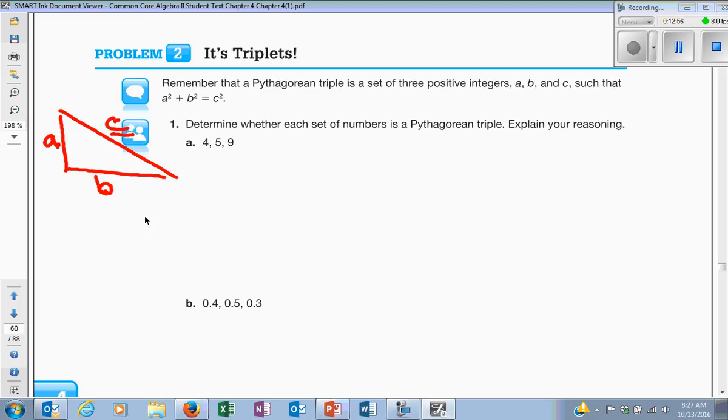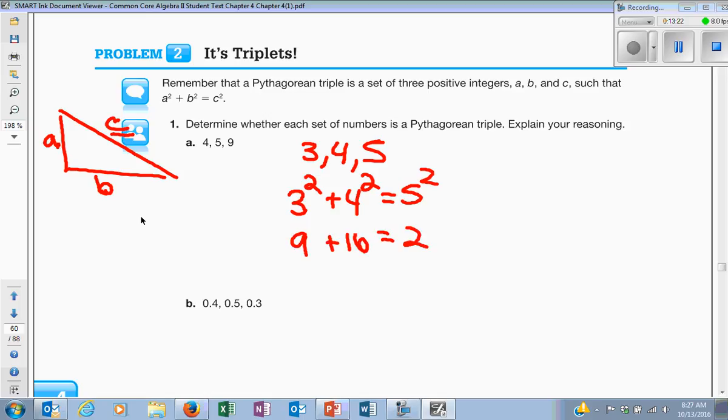Okay? So, if I had things like these, this is called a Pythagorean triple. It's one they use often because it's the smaller numbers and it's the easiest, like the first one. How do I know this works out? 3 squared plus 4 squared equals 5 squared. 9 plus 16 equals 25. 25 equals 25. Check. That is a Pythagorean triple.